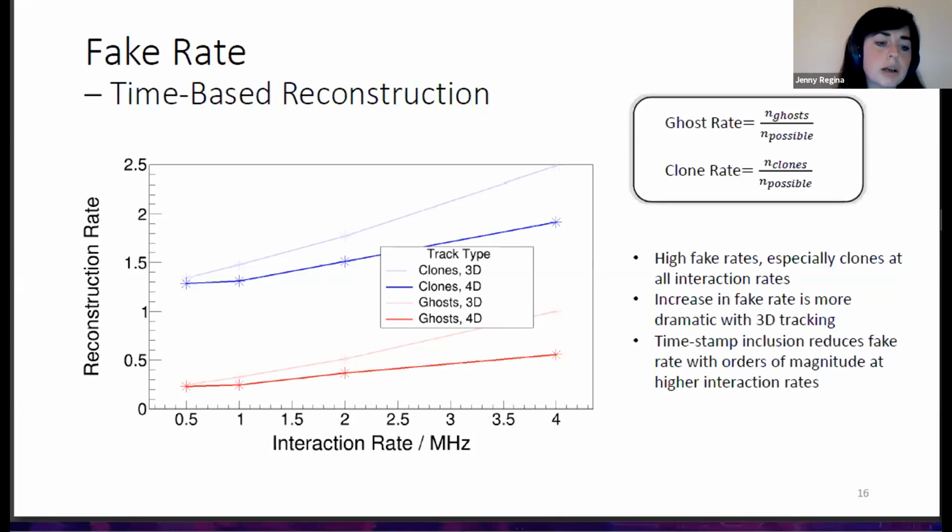And you can see a similar pattern here, that the 2 cases coincide quite a lot at the lower interaction rates, but they part at the higher interaction rates. And you can also see that including the timestamps at higher interaction rates actually lowers the fake rate quite a bit. However, at all interaction rates, we have quite high fake rates, and the reason for this is that we have not yet included a ghost or clone cleanup procedure. This is the next step in this development.